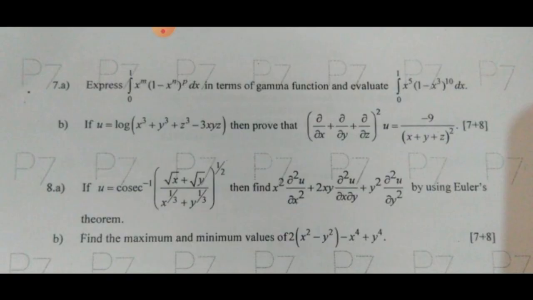Eighth B bit: find maxima and minima. A particular function with two variables is given. So you can directly calculate the maximum value and minimum value depending on the values you get for D and L.